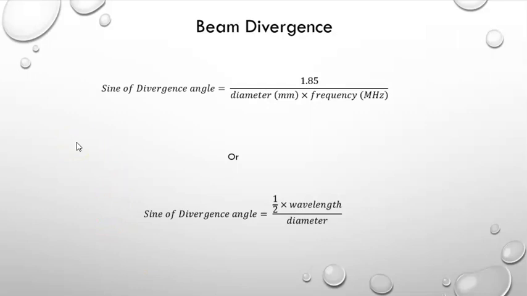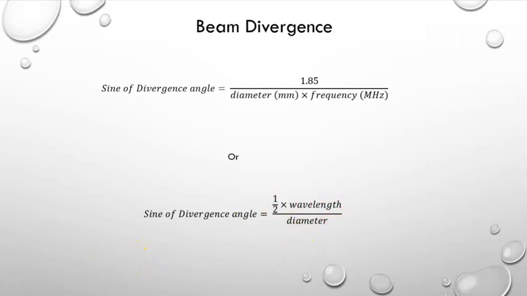So with beam divergence, there are some equations we can utilize to actually measure beam divergence. The sine of the divergence angle is equal to 1.85 divided by the diameter times the frequency. Another way to rewrite that, by swapping out wavelength for frequency, is that the sine of the divergence angle is 1/2 times the wavelength divided by the diameter.